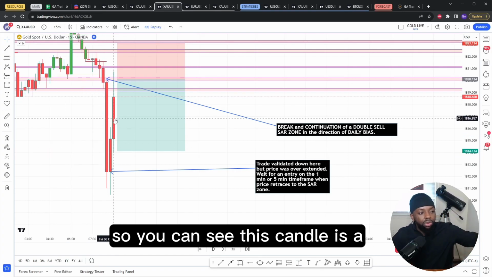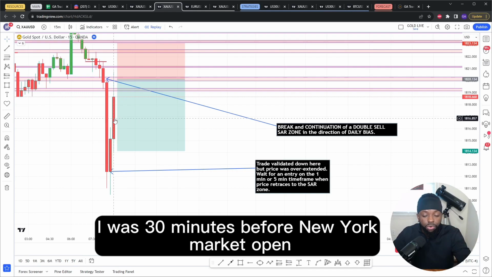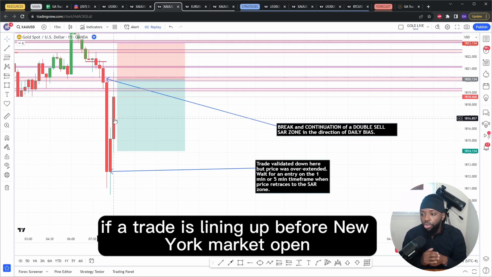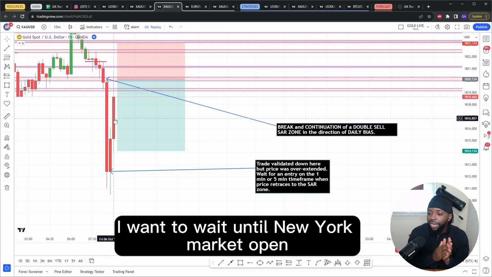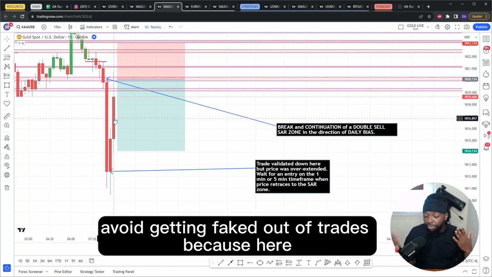You can see this candle is the 15-minute candle. It was 30 minutes before New York market open. Normally if a trade is lining up before New York market open, I want to wait until New York market open comes in, because I want to avoid getting faked out of trades.